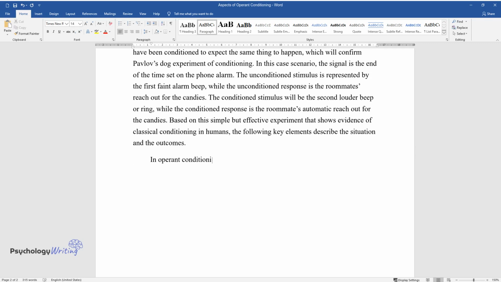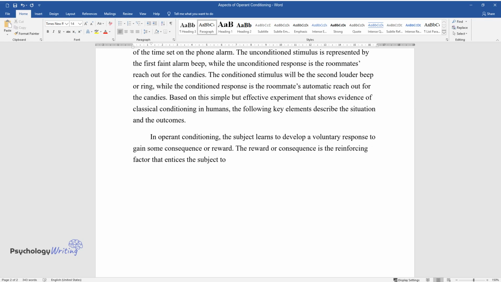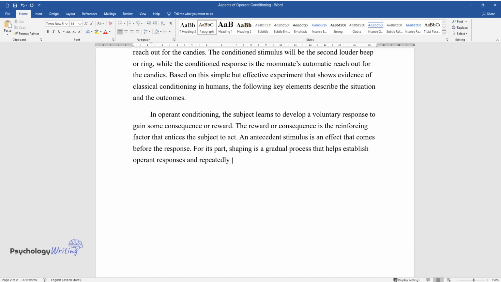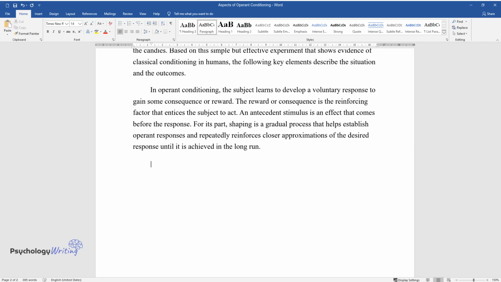In operant conditioning, the subject learns to develop a voluntary response to gain some consequence or reward. The reward or consequence is the reinforcing factor that entices the subject to act. An antecedent stimulus is an effect that comes before the response. For its part, shaping is a gradual process that helps establish operant responses and repeatedly reinforces closer approximations of the desired response until it is achieved in the long run.